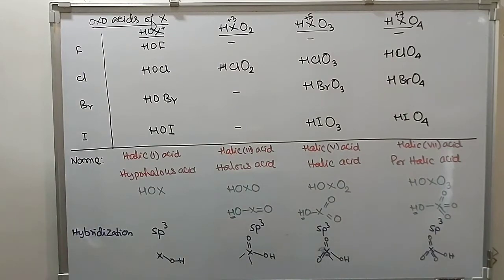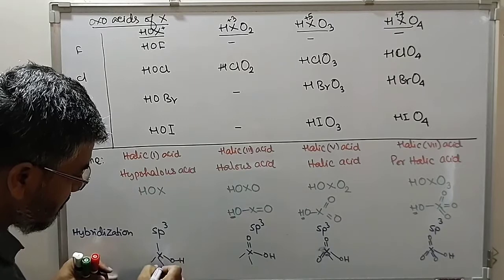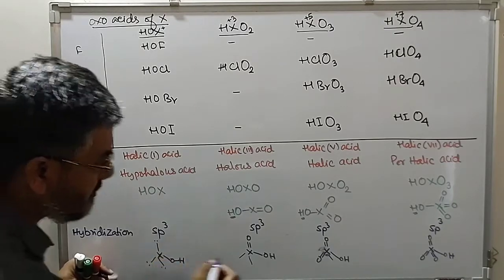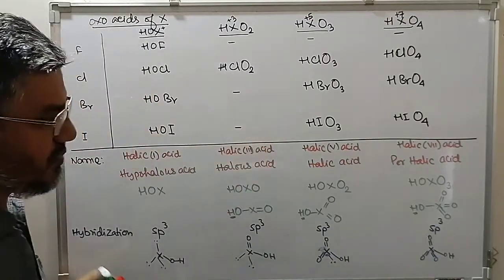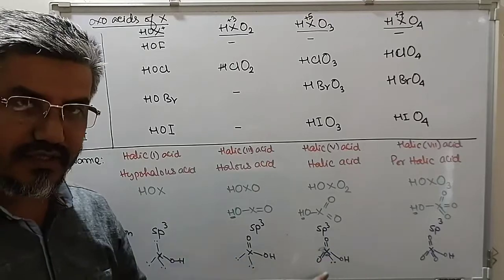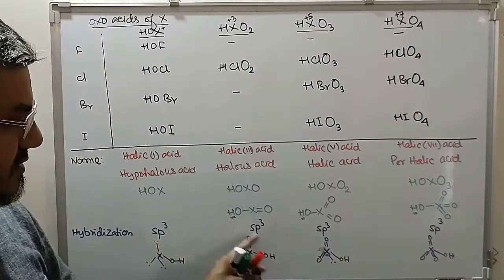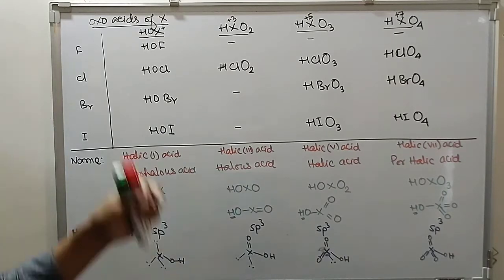We have this X. For the rest of the positions, we have a lone pair of electrons here. So this is perfect tetrahedral. This is something like the pyramidal shape of ammonia. This is angular. This is linear. So these are the various oxoacids.